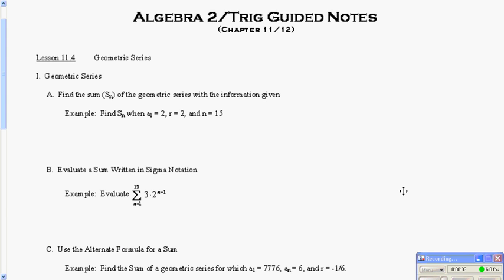Lesson 11.4, Geometric Series. I want to start by giving you two formulas. The old one, a sub n equals a sub 1 r to the n minus 1. That was used for a geometric sequence. The new one, for series, is the sum of n terms.